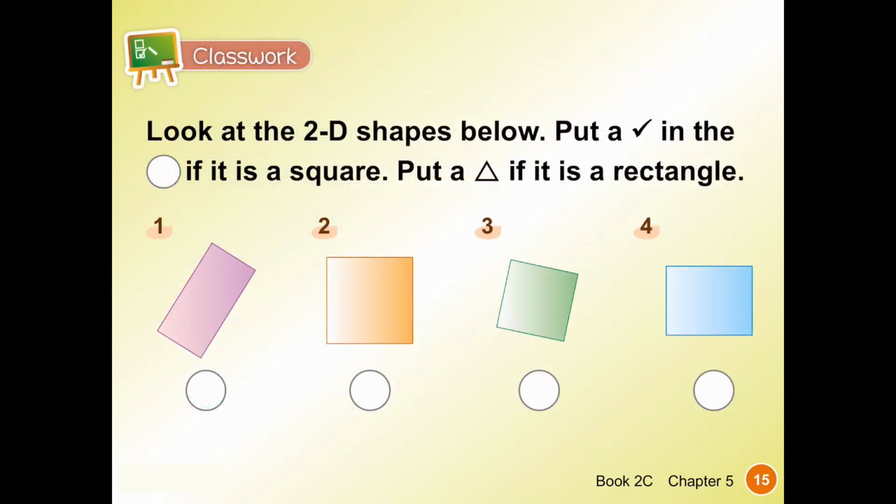Here comes the classwork. Look at the 2D shapes below, put a check mark in the circle if it is a square, and put a triangle if it is a rectangle. I want you to take out a ruler and measure the sizes of the 2D shapes, and also use the ruler to check if the angle is a right angle or not, instead of just observing the 2D shape. So please pause the video for now and work on questions 1 to 4 on your own, and then in 2 seconds I'll show you the answers.